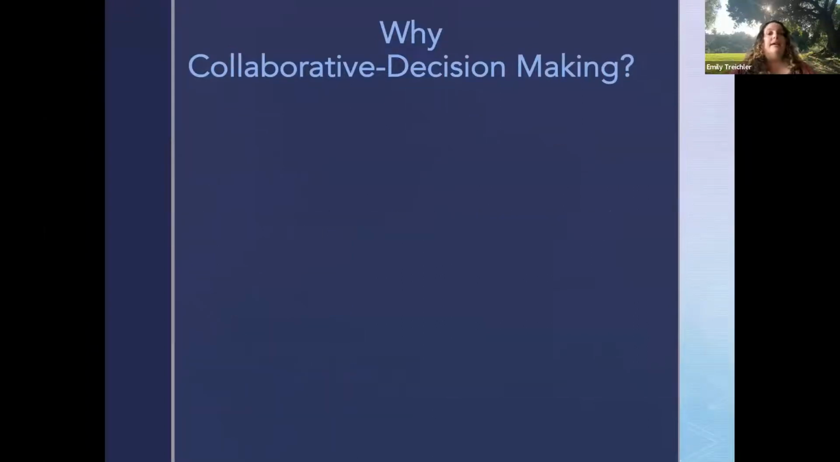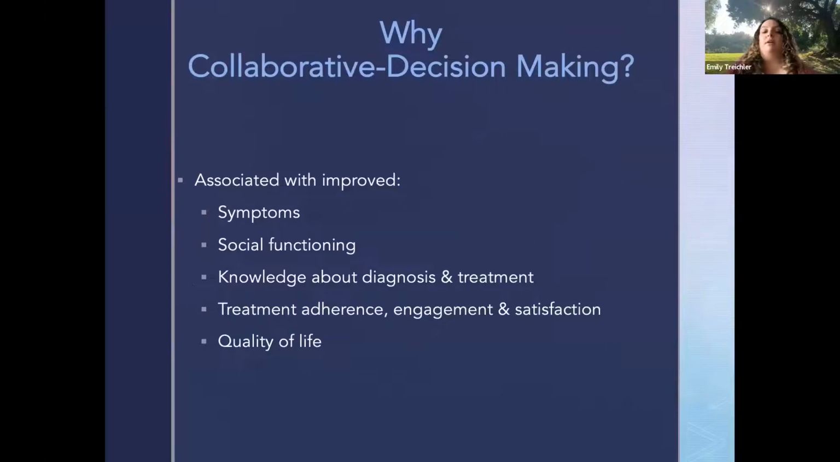So lastly, why collaborative decision-making? Because there's evidence it works. It leads to improved outcomes, improvement in symptoms, improvement in social functioning, increased knowledge about diagnosis and treatment, and increases treatment adherence, engagement, and satisfaction. It lowers the risk of dropout from care, and it increases quality of life.